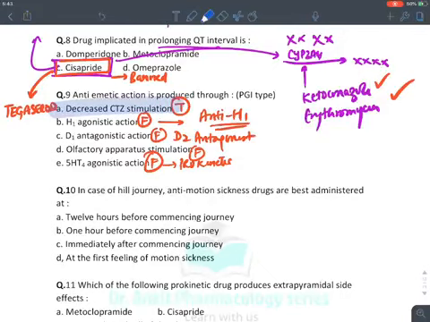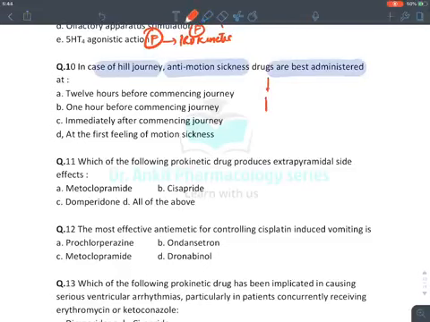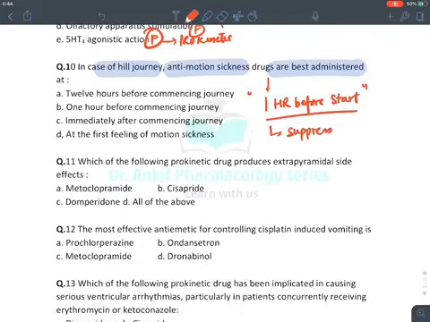Okay, now let's move forward. In case of a hill journey, anti-motion sickness drugs are best administered, remember, 1 hour before the start of the journey, to suppress the labyrinth or vestibular nerve. Because if they have been stimulated, the impulse will reach the CTZ area. We have to prevent the impulse from reaching the CTZ area so that vomiting should not occur.